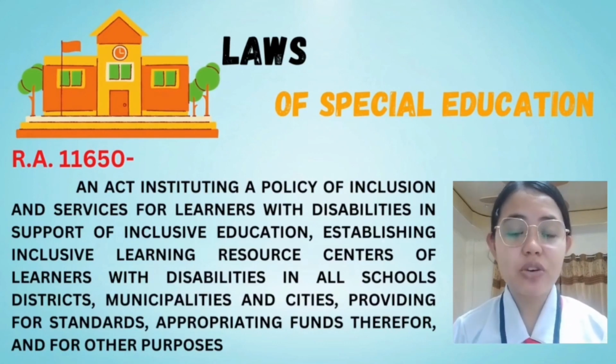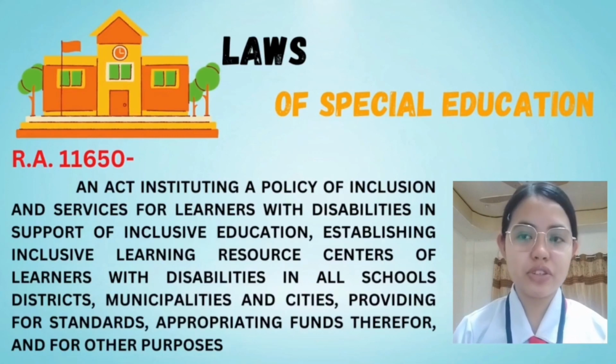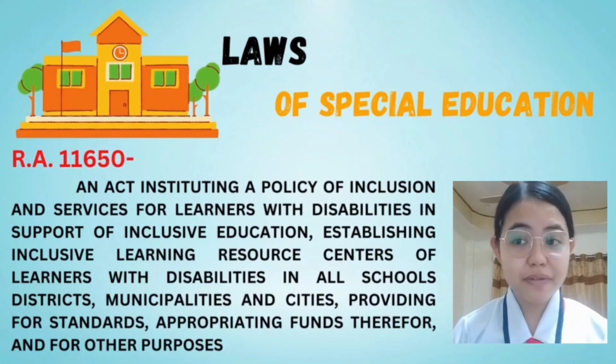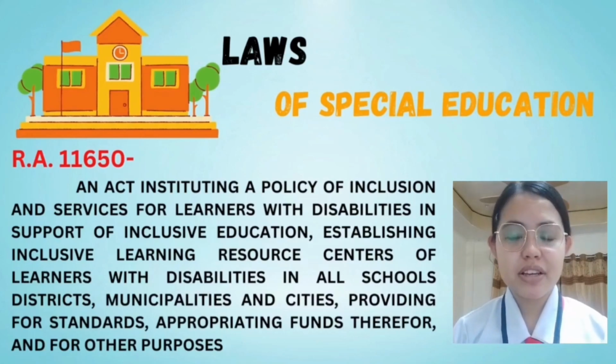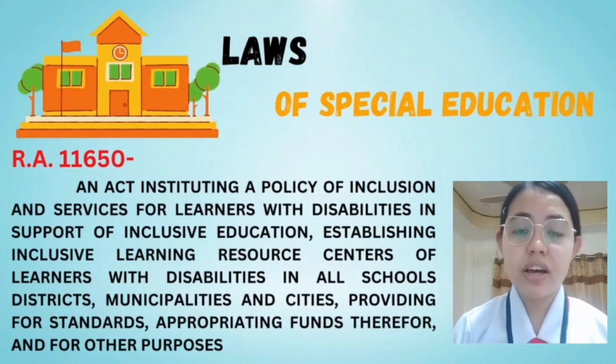It is the Republic Act 11650, an act instituting a policy of inclusion and services for learners with disabilities in support of inclusive education, establishing inclusive learning resource centers for learners with disabilities in all schools, districts, municipalities, and cities, providing for standards, appropriating funds therefor, and for other purposes. From this act, we can say that our children with special needs were given enough privilege by our government. They were given attention, and they are equally important as other children that we have here in the community, to be given opportunity like this.